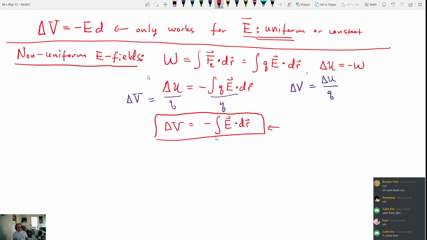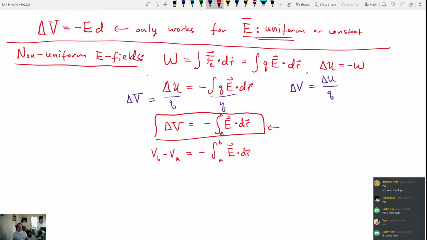So this equation is our general definition of the electric potential difference between two points, and it has this negative sign here. Now, I believe your book writes this in a slightly different way. Say we were going between some point A and some point B. I would write this as VB minus VA is equal to the negative of the integral from A to B of E dot dr. This would tell us if I take VB minus VA, I do the integral from A to B, and I get a negative sign.